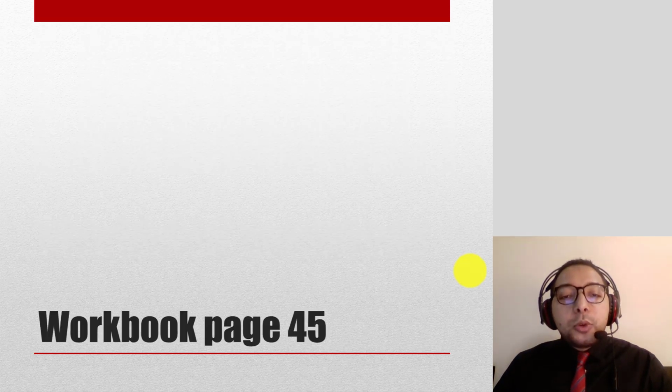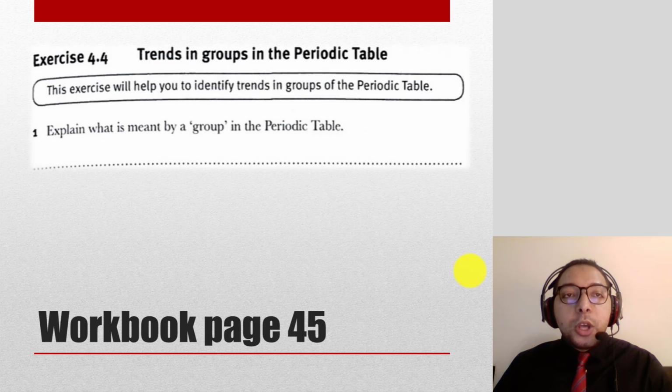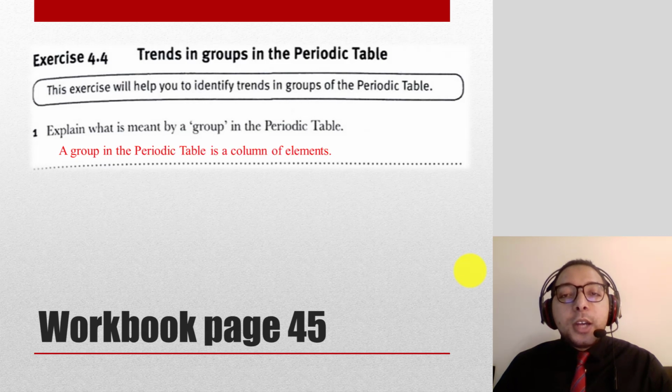We're starting with the workbook questions, page 45. Please get your workbook. We're going to do exercise 4.4. The exercise name is Trends in Groups in the Periodic Table. The first question over here is asking you to explain what is meant by a group. So a group in the periodic table is a column of elements. So the column of elements, we call it group.